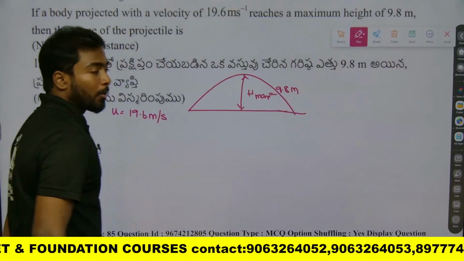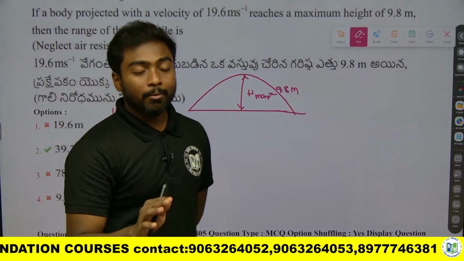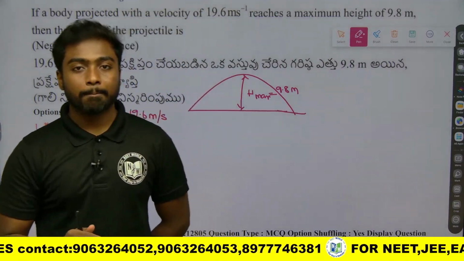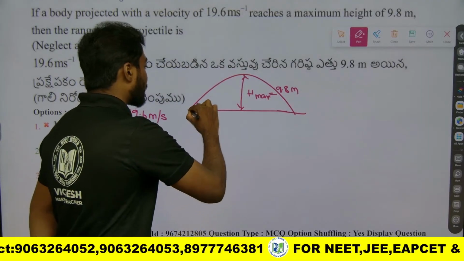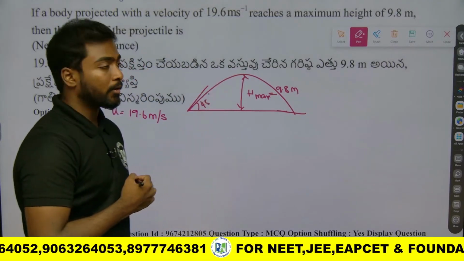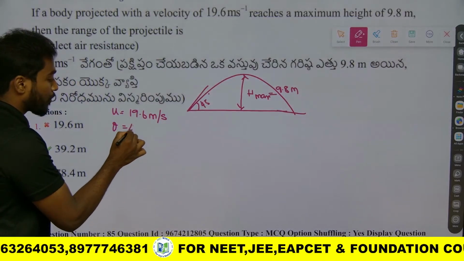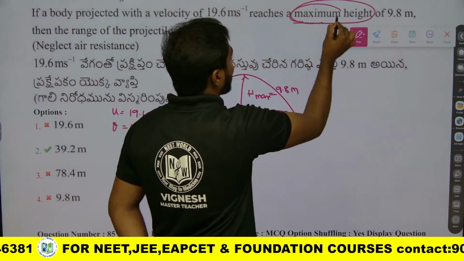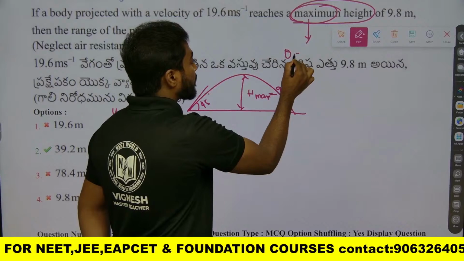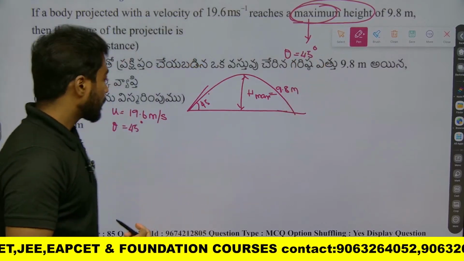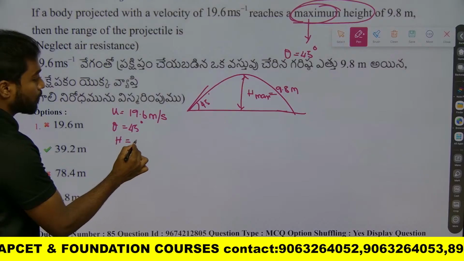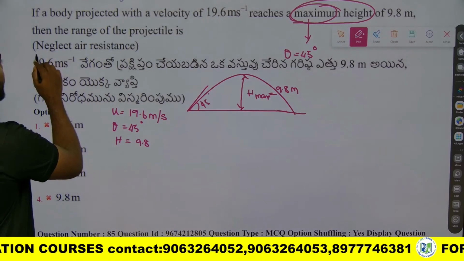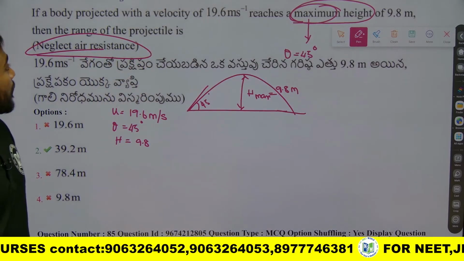The object reaches a maximum height of 9.8 meter. Maximum height means, we know that whenever we project a particle at 45 degree, the particle reaches maximum range. So I should consider it as 45 degree. Theta will be my 45 degree. Keep in mind, the word maximum says that theta is equal to 45 degree. So h will be equal to 9.8. Neglect the air resistance. I need to find the range.